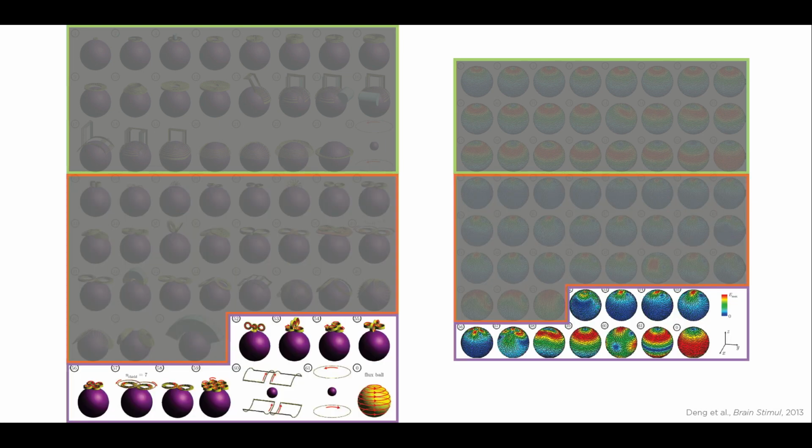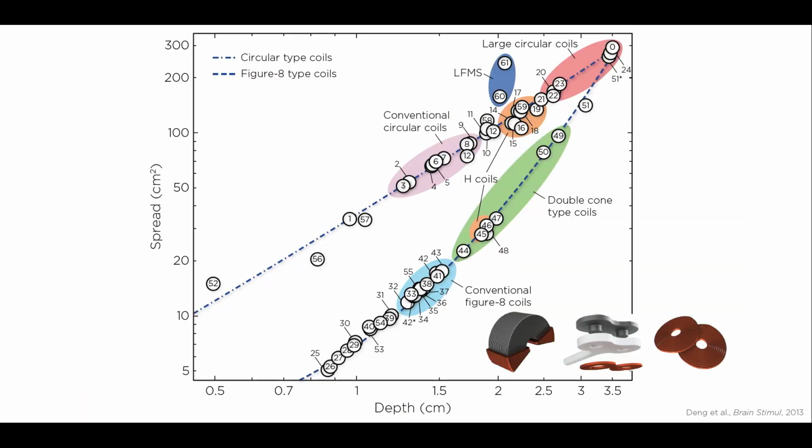And then the third category of coils are less easily categorized. They include multi-loop coils, MRI-like coils, and you can see here that even though some of these coil geometries look very complicated, they produce electric field shapes that are similar to either a circular coil or a figure-8 type coil.